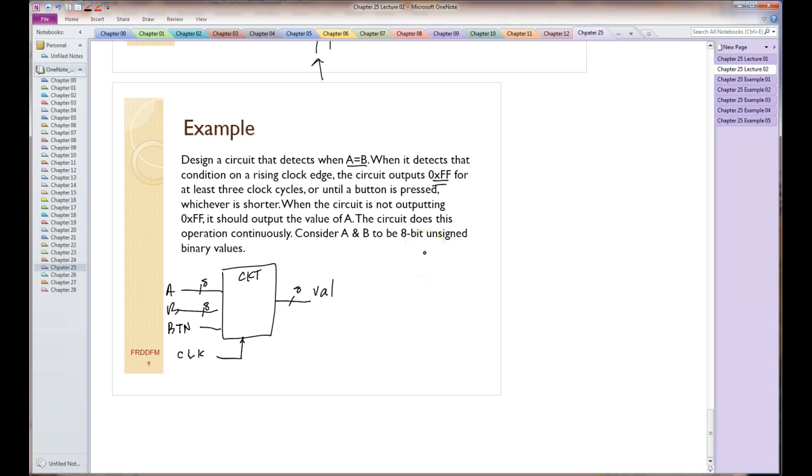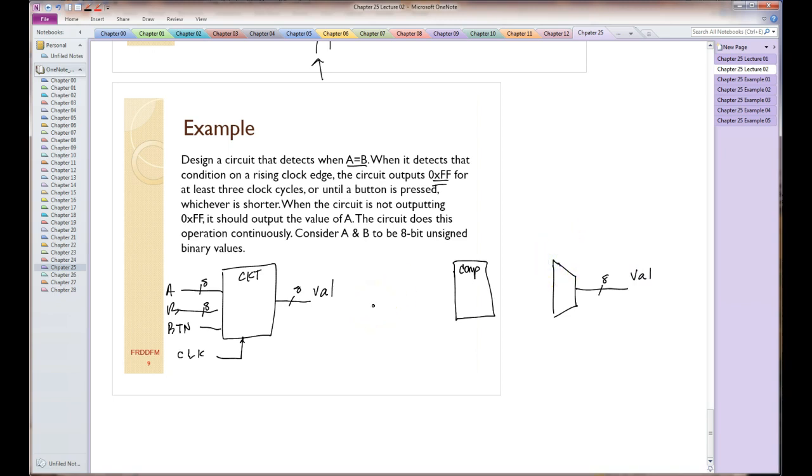Next thing we need to do is draw the circuit. So this is modular design. We have to look at the circuit and see what it tells us. Design something when A and B are equal, that essentially calls out for a comparator. The output is telling me it's either outputting FF or A, so somewhere in there I have a mux. It's outputting one of 2 things. There's the mux right there.